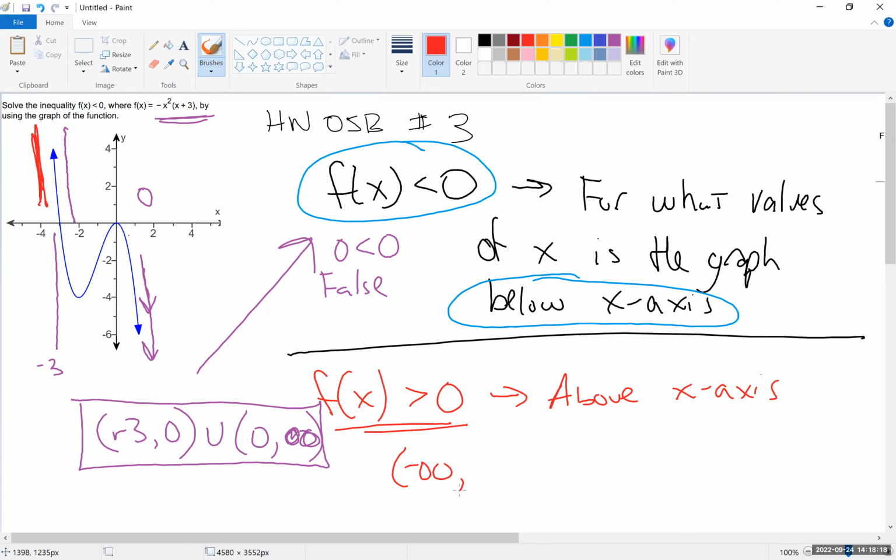When does it stop being above? At that -3 area, it stops being above. Then for the rest of the graph we are below, or at 0 we reach 0. But once again, 0 is not greater than 0. That is false. So this is the only interval on which f of x is greater than 0. We'll pause the recording here.